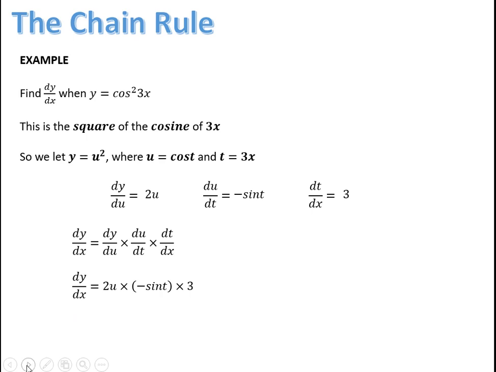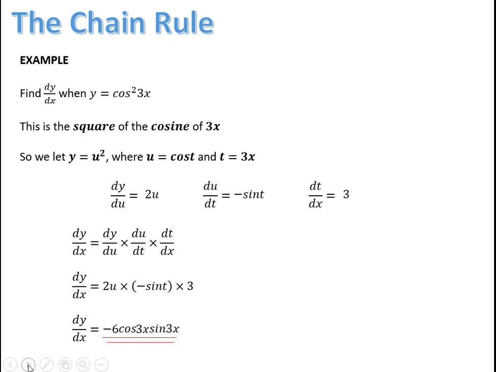So I'm going to do this with some sexy PowerPoint animations now. Hold on to your horses. Right, simplify that a little bit. It's basically just minus 6u times sine t. But obviously we've got that u and a t involved there, so I want to take them out. I know from earlier that u equals cos t, so I'm just going to replace that u with cos t. Look at that. But now I've got these two t's. I don't want the two t's, so I replace the t's with the three x's. And that there is basically your final answer.